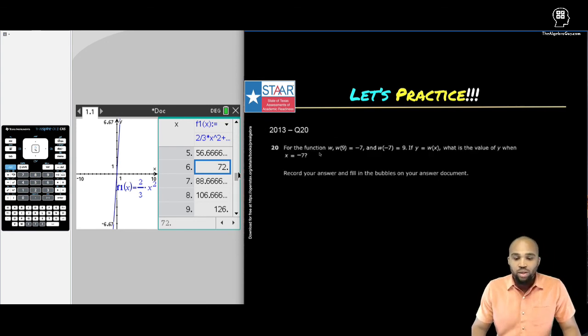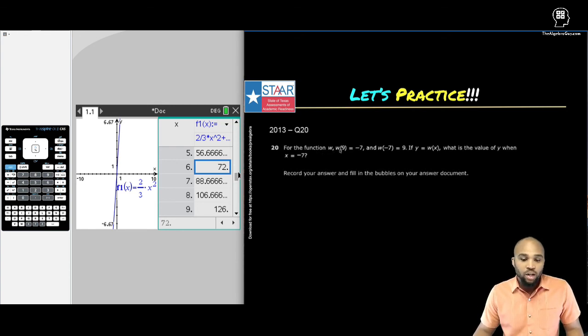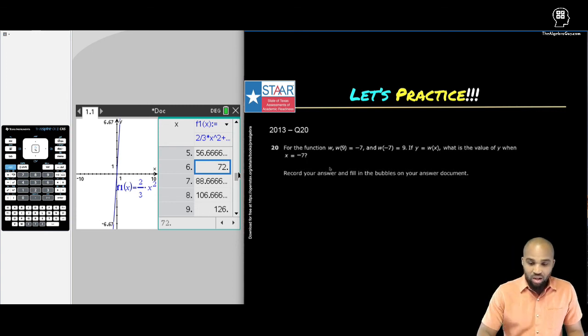All right, so here's one that seems pretty complicated. For the function w, w of 9 equals -7, w of -7 equals 9. If y equals w of x, what's the value of y when x equals -7? What are they talking about?